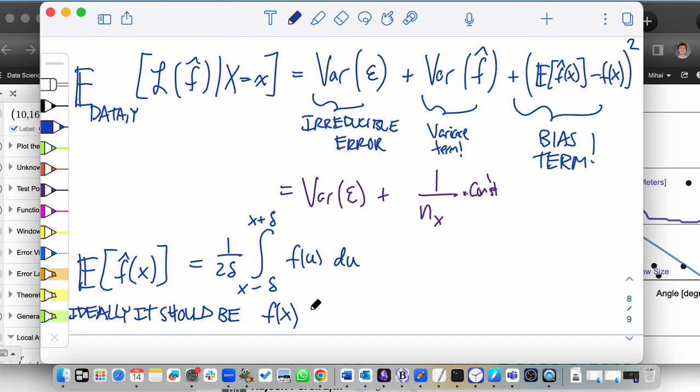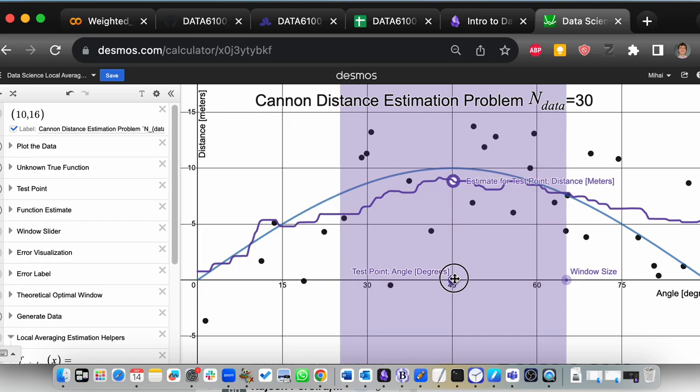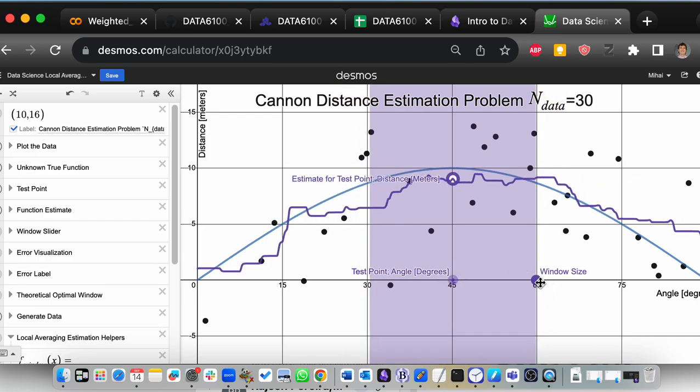And in fact, if you look, what is the integral of the function f, say, around 45 degrees? Let's do the integral of the function f from 30 to 60, which is the area over here. We divide by the width here, so we're getting the average value of the function f on this window. What is the average value of the function f on this window?